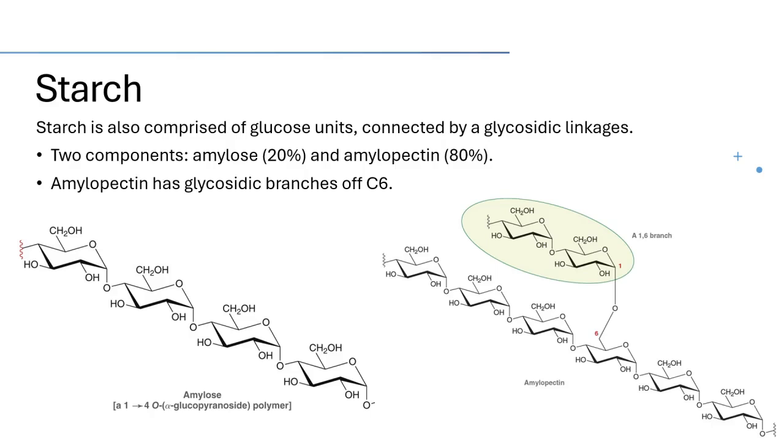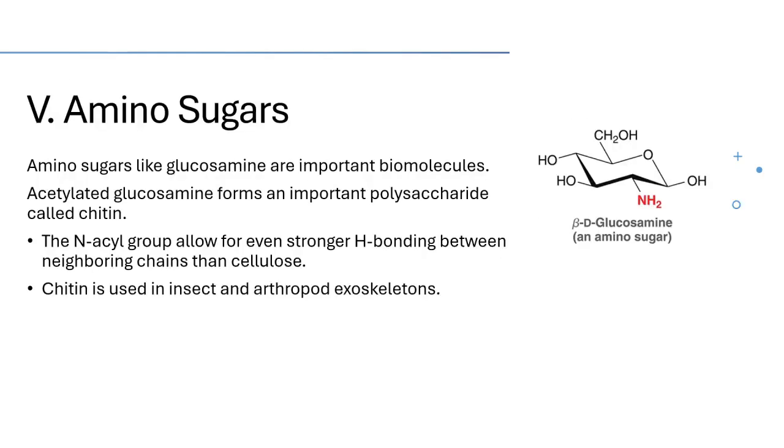5. Amino sugars. Amino sugars like glucosamine are important biomolecules. Acylated glucosamine forms an important polysaccharide called chitin. The N-acyl group allows for even stronger H bonding between the neighboring chains, as in cellulose, and oftentimes these are the exoskeletons of insects and arthropods.